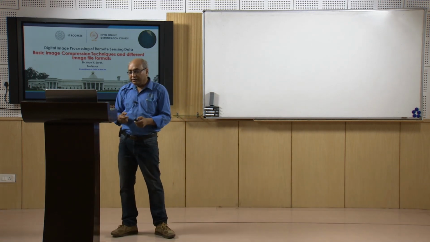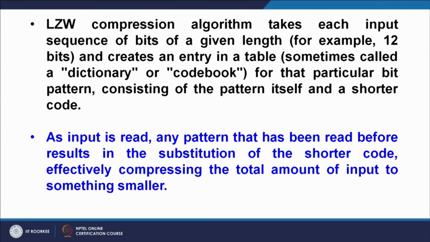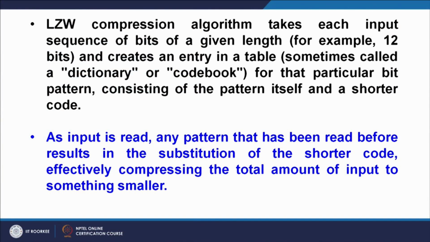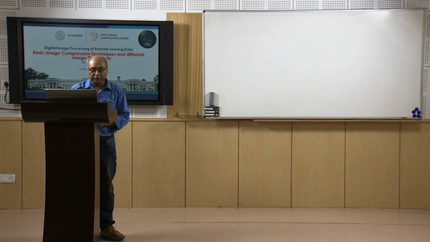So the LZW compression algorithm takes each input sequence of bits of a given length, for example 12 bits, and creates an entry in a table, as I mentioned, a lookup table or code book, for that particular bit pattern, consisting of the pattern itself and a shorter code. And as the input is read, any pattern that has been read before results in the substitution of the shorter code, effectively compressing the total amount of input to something smaller, and that is why compression is achieved.